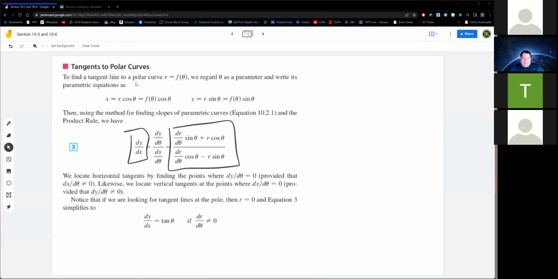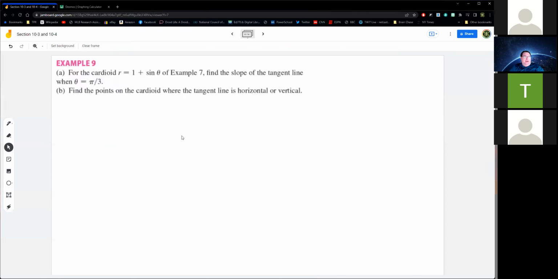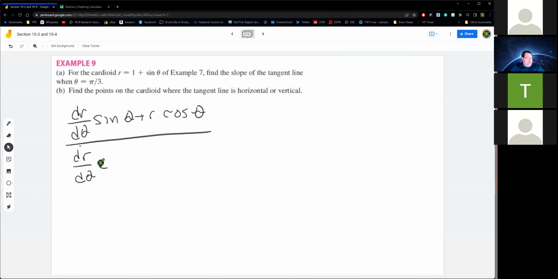All right, so we're going to look at our cardioid, and we're going to find tangent lines and where we have tangent lines that are horizontal or vertical. So the first thing is we need the formula. We've got dr/d theta sine theta plus r cosine theta, over dr/d theta cosine theta minus r sine theta.